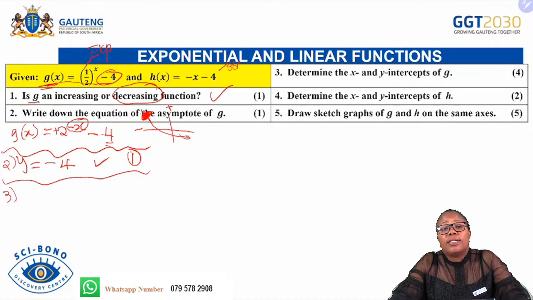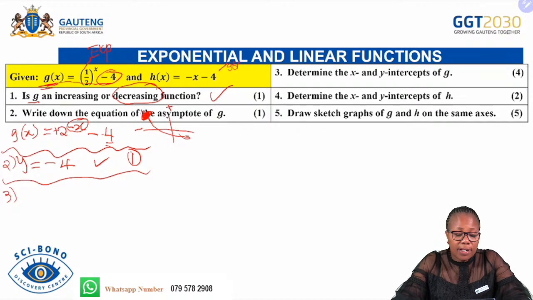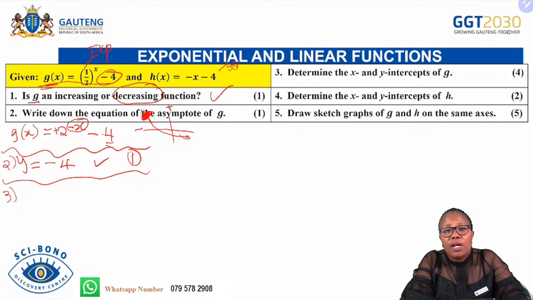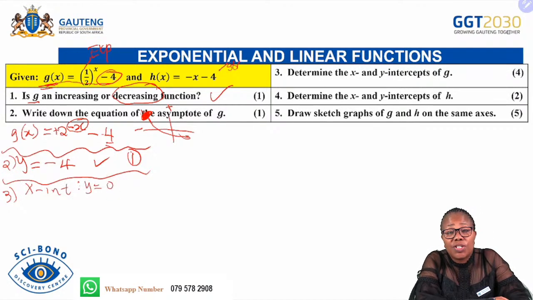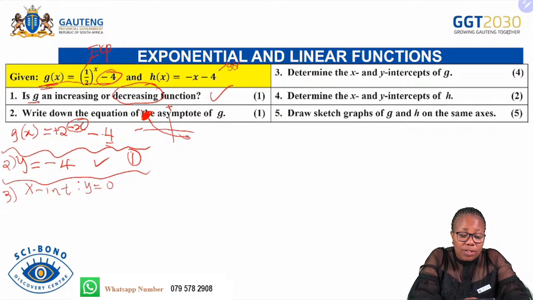In number 3, they say determine the x and y intercept of g. We are still on the g function. We now want to identify the x and y intercepts. The method doesn't change, grade 12, in all the functions. When you look at the x-intercept, you let y equal to 0. So on which function now? On the g function. We let y equal to 0, and then we have 0 = (1/2)^x − 4. Next step, we transpose minus 4 to the left, grade 12. It will be positive 4, and then we have (1/2)^x this side.